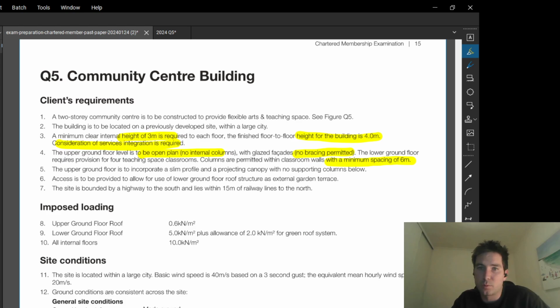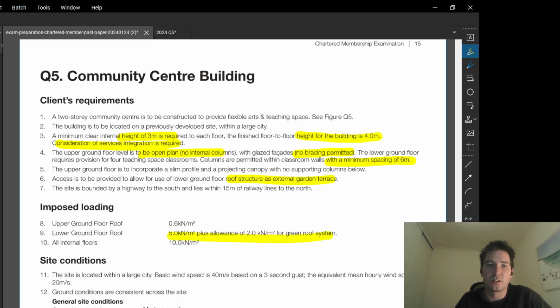The upper ground floor incorporates a slim profile, not really sure what that is. And we've got that projecting canopy with no supporting columns below. We already captured that, that's a cantilever. Then they tell you here that the lower ground floor roof structure is used as an external garden terrace. That's also reflected in these imposed loadings here. So you're going to be using different span to depth ratios between your upper ground floor roof compared to your lower ground floor roof, because the loadings are different.